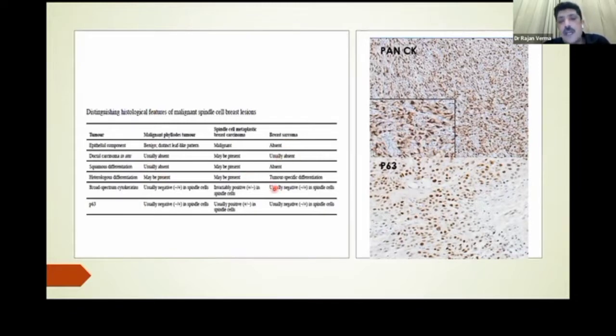Pure sarcomas are very, very rare breast lesions. There are hardly any IHC markers which can sufficiently give out the diagnosis of pure breast sarcomas, but you should have a thorough examination of the samples, and multiple sections have to be taken before you demonstrate the epithelial element to either label it as a malignant phyllodes or a metaplastic breast carcinoma. So as I told, P63 and cytokeratins are a big help in distinguishing between the metaplastic carcinomas and malignant phyllodes tumor.